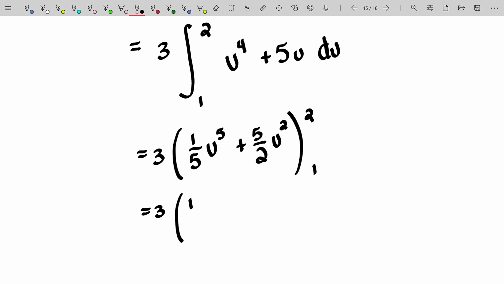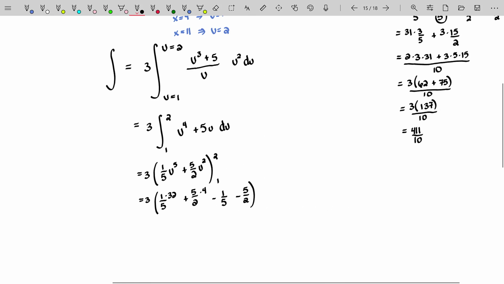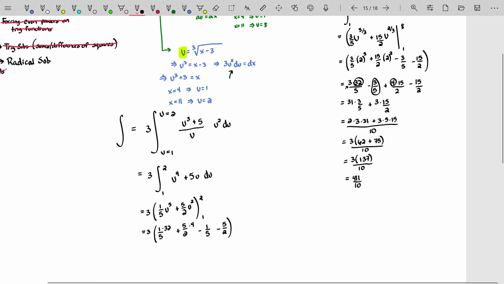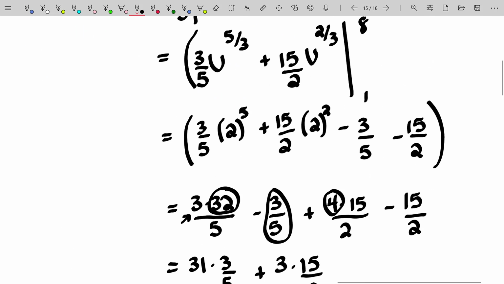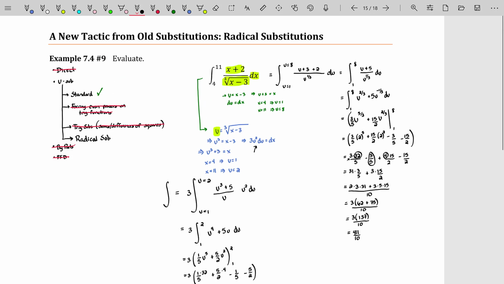Substituting in, we get to this point right here, and I promise you that it's actually the same value as what we got up here. I'm not going to work it out. It just is the same value, I promise.